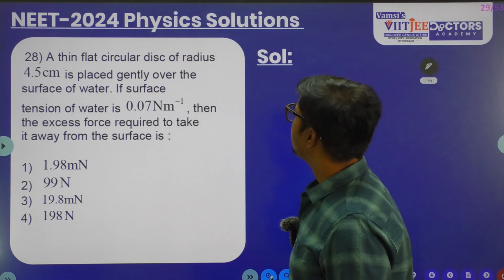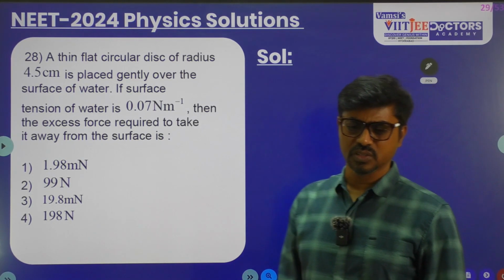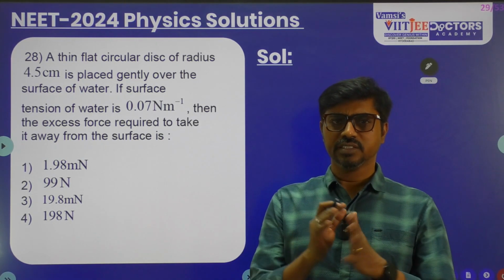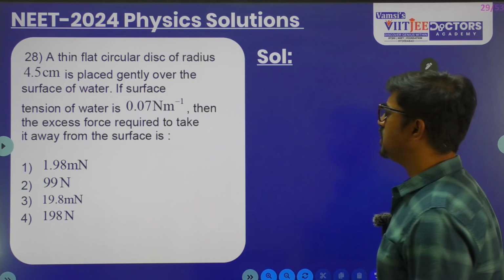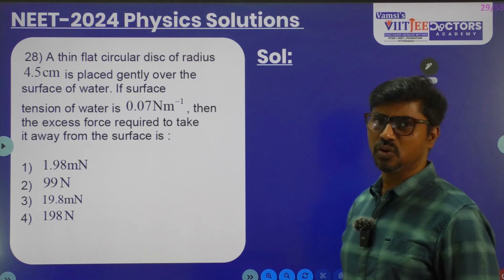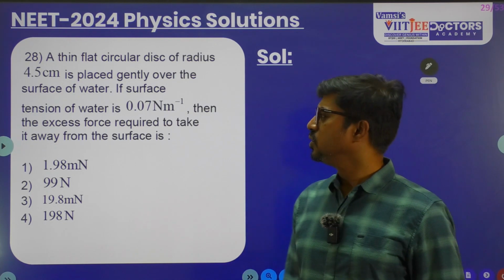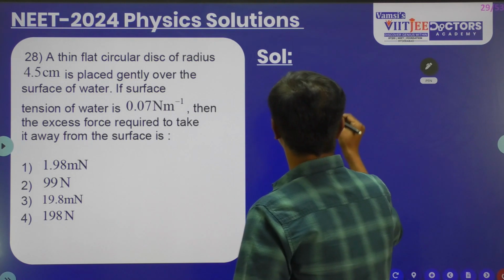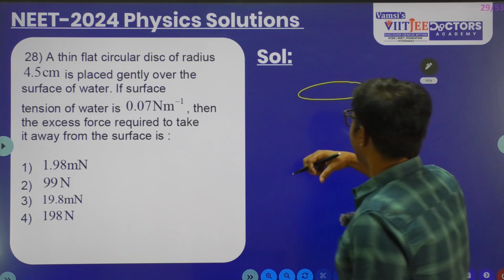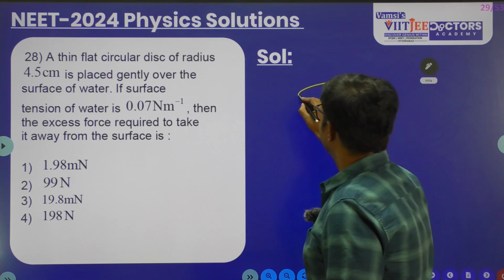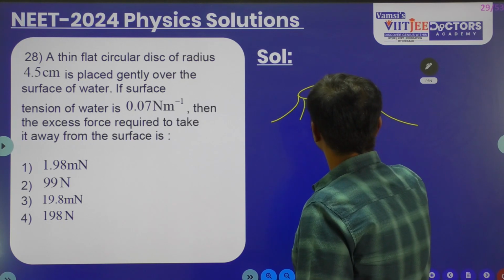So, a thin flat circular disc of radius 4.5 centimeters. I was telling you that this is an IIT JEE Mains level question. It's not easy to solve. Few questions of that kind will be there. As I told you, getting 180 out of 180 in this paper is not easy; you've got to be really lucky. You have to visualize a circular plate. When you keep it in water and pull it up, the water will rise like this.